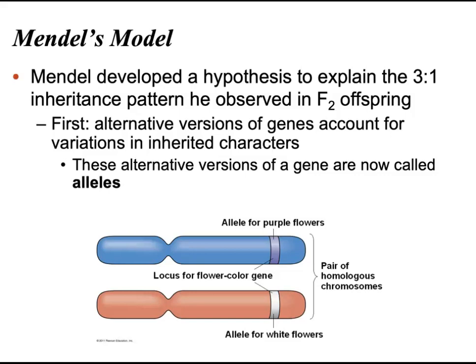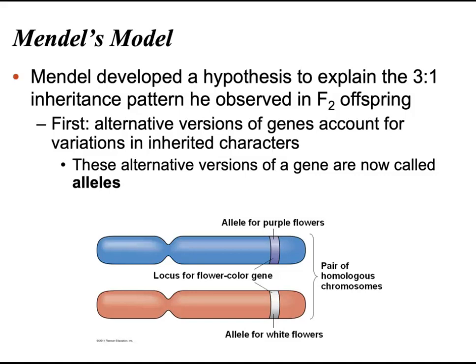First law: alternative versions of genes account for variations in inherited characters. These alternative versions of a gene are now called alleles. Take a look at the picture of chromosomes. This is a pair of homologous chromosomes.